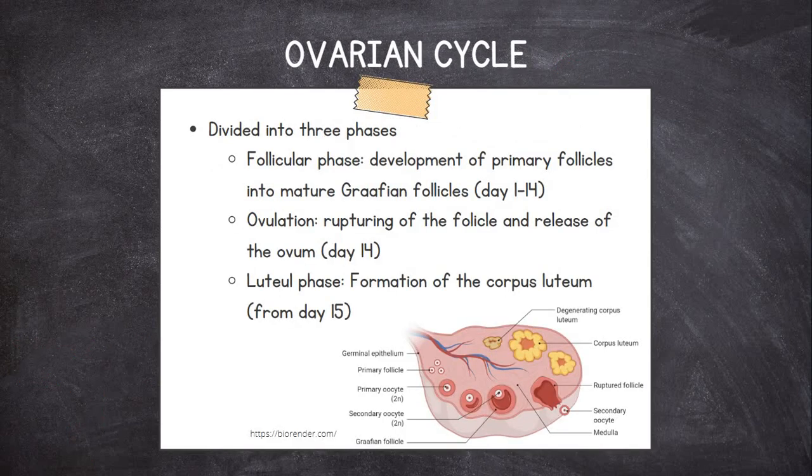So the ovarian cycle. This can be divided into three phases. 1, the follicular phase, 2, ovulation, and 3, the luteal phase. Now, during the follicular phase, the development of the primary follicles into a mature Graafian follicle takes place, and this usually occurs between day 1 and 14, so that is this part of the process. And then on day 14, ovulation will occur. So this is the rupturing of the follicle, and an ovum is then released, which you can see there. The luteal phase is the formation of the corpus luteum, and this occurs from day 15 onwards.